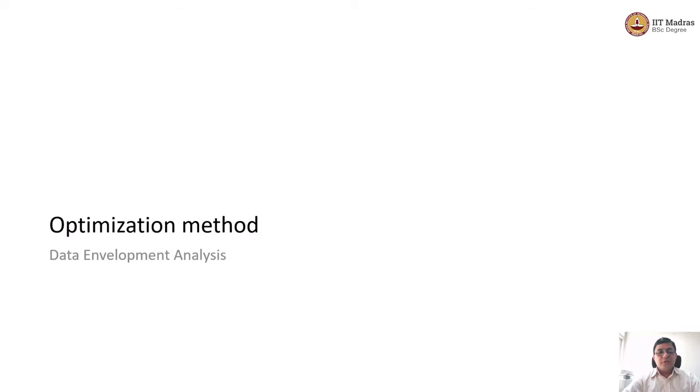Welcome back to the third session on efficiency quantification. Now we are going to discuss the analytical method as promised. The analytical method, which is actually an optimization method to quantify and compare efficiencies of economic units, various economic units.